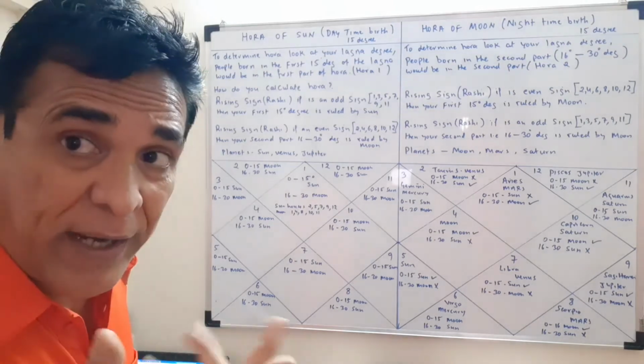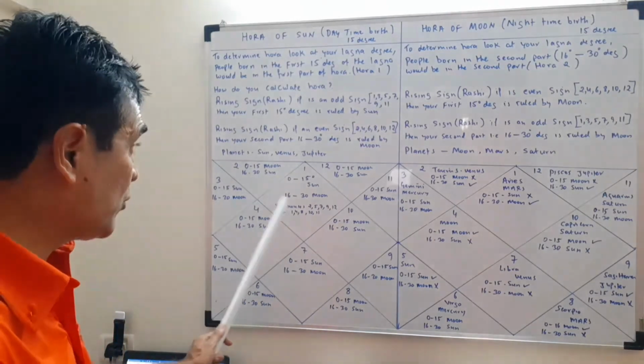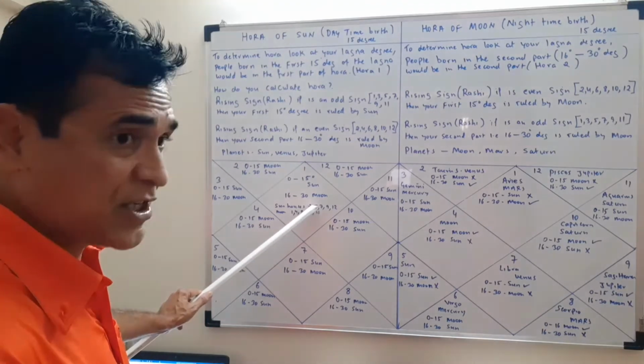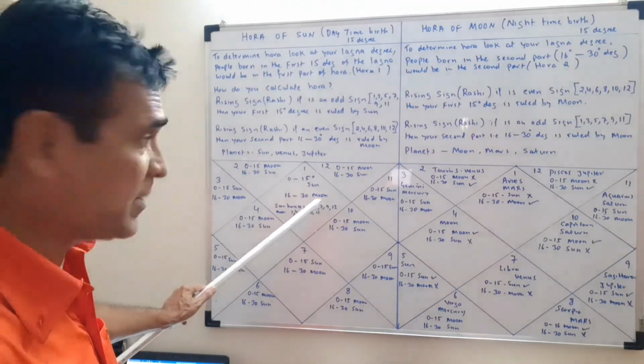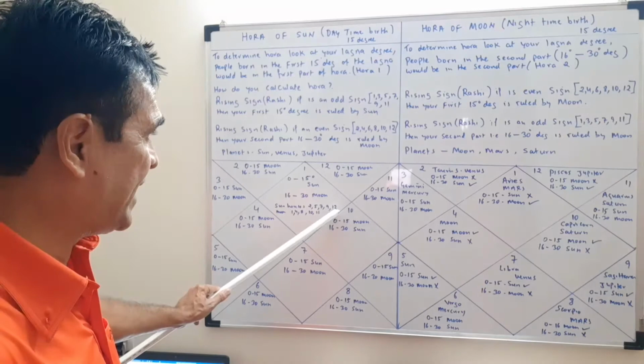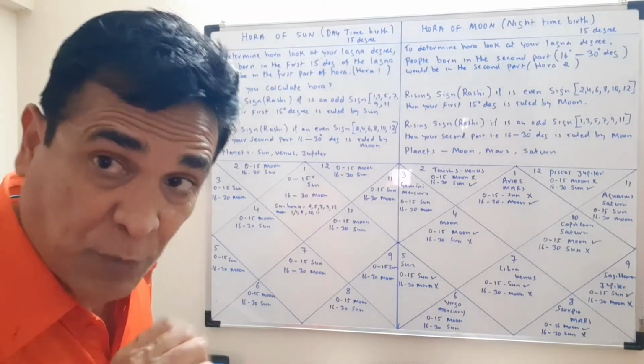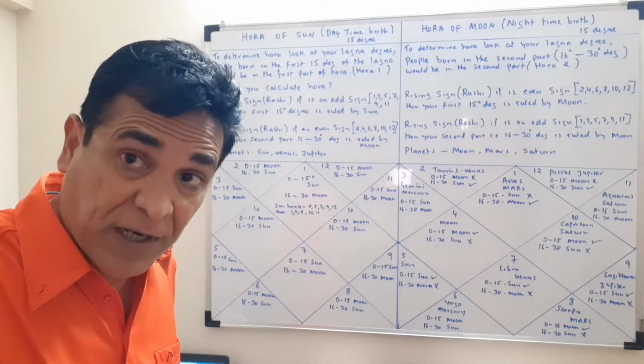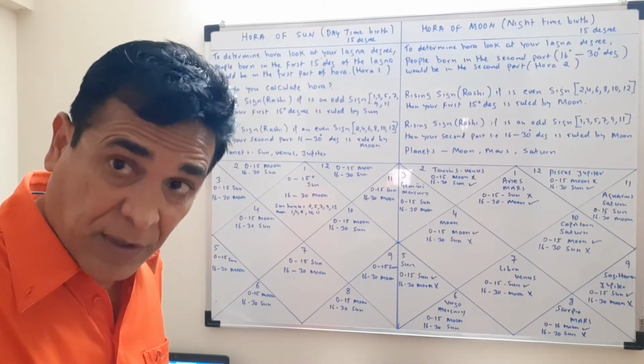Now you will ask me why? Why is that? Because if you look at it, number 2 is Taurus, number 5 is Leo, number 7 is Libra, number 9 is Jupiter, and number 12 is again Pisces, Jupiter. These are the planets which will become strong, right?